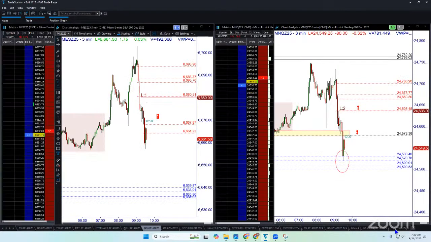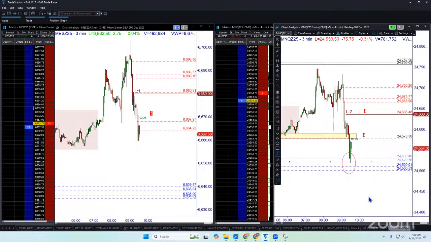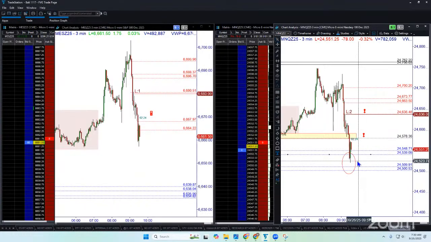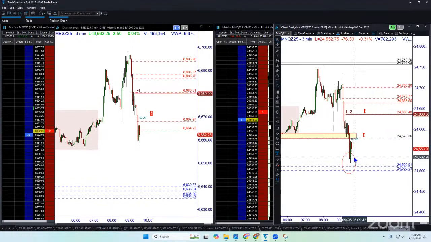All right, we're just about ready to wrap up our session. Nice bounce off of that fair value gap on the NQ. Let's get rid of that one. We got the one down below now.